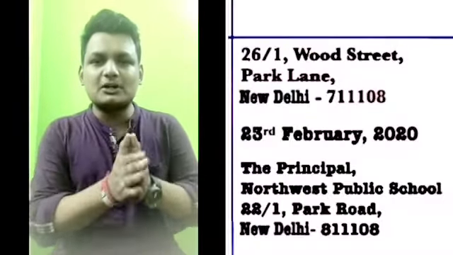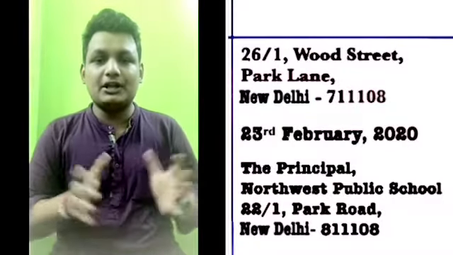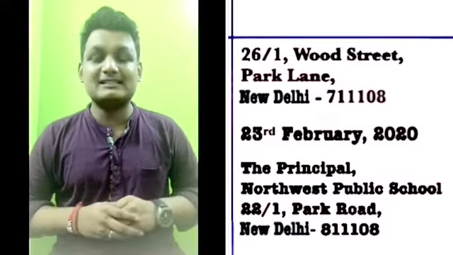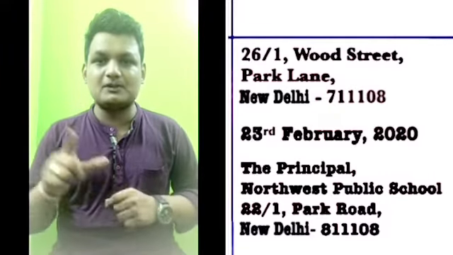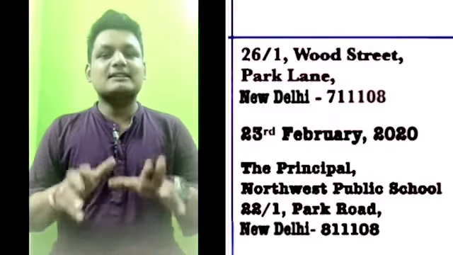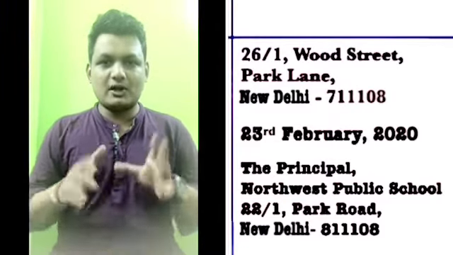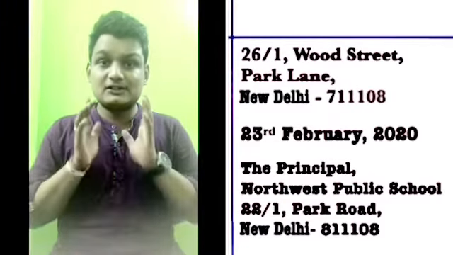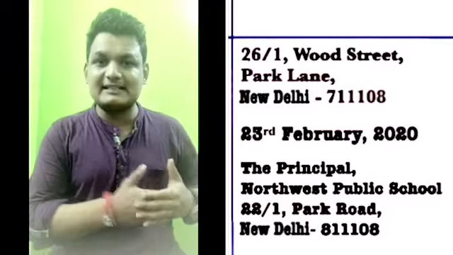Just check out this particular example. Here I have written it, the principal, comma, school's name, then the street or the locality where this school is, and then the city along with the pin code. The same pattern you need to follow in your board examination.